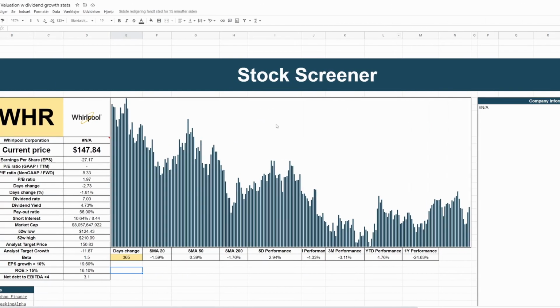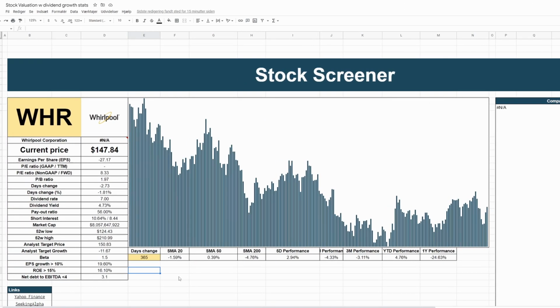But let's jump into our stock screener to see whether or not we can find the fair value of Whirlpool and decide whether or not it could be a good entry point into the stock. And as you can see here, we have punched in the ticker WHR for Whirlpool and everything automatically loads. The earnings per share are a bit messed up, so I will correct that later.